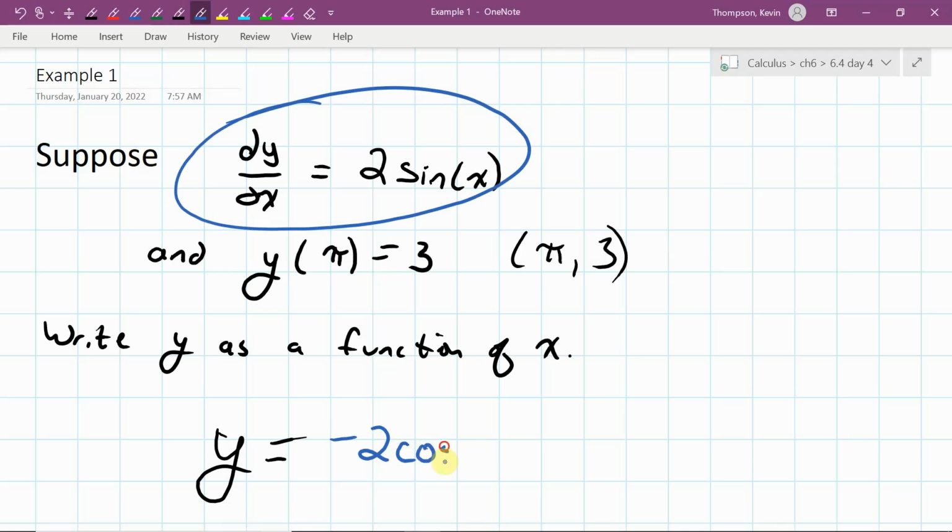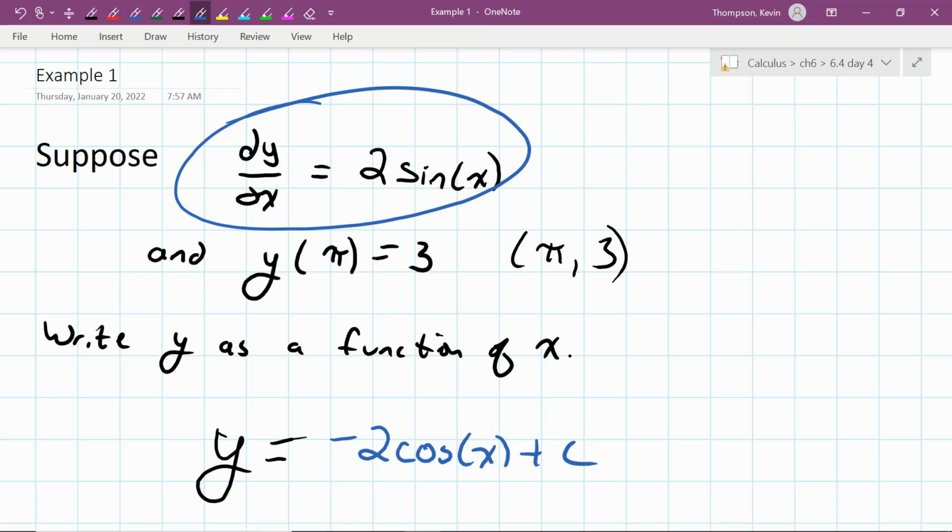Keep going. Plus a constant. So there's really our antiderivative. That's where we could have jumped right into this question to write something down, because the derivative of that is the 2 sine of x that I'm stating. Well, why is y of pi equals 3 even given then? So you can find the constant.